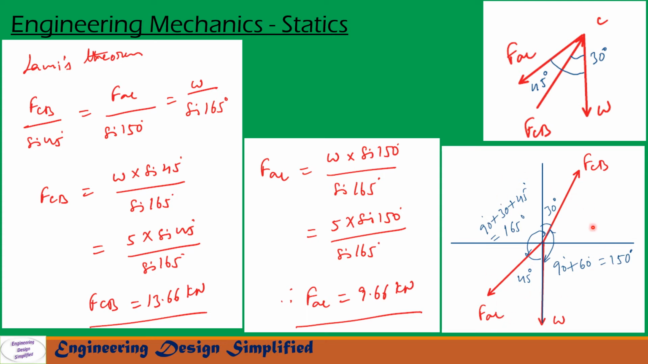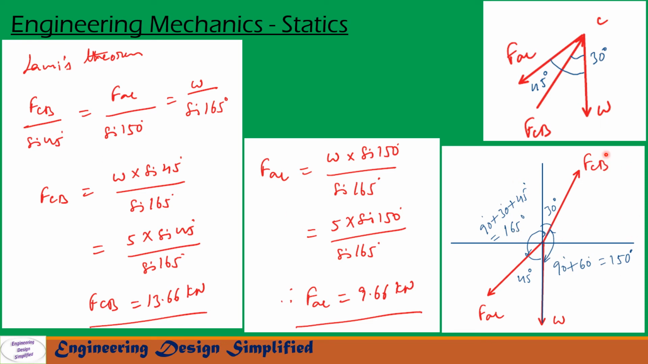So from this picture we can find that the angle between FCB and W equals 90 degrees plus 60 degrees, otherwise 180 degrees minus 30 degrees, that equals 150 degrees. Similarly, the angle between FAC and FCB will be 90 degrees plus 30 degrees plus 45 degrees, that equals 165 degrees. Now let us apply Lami's theorem.